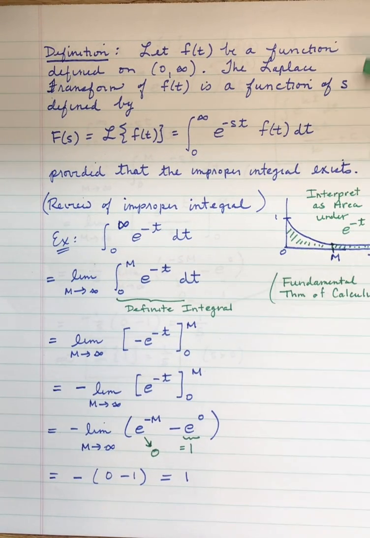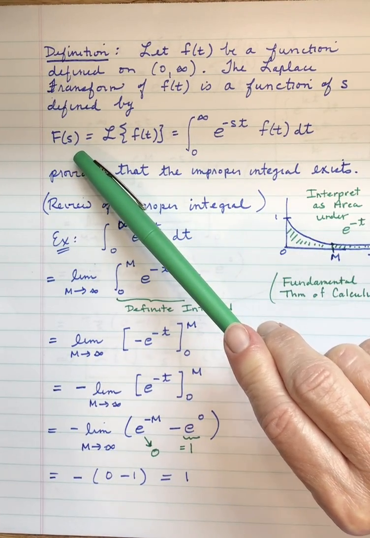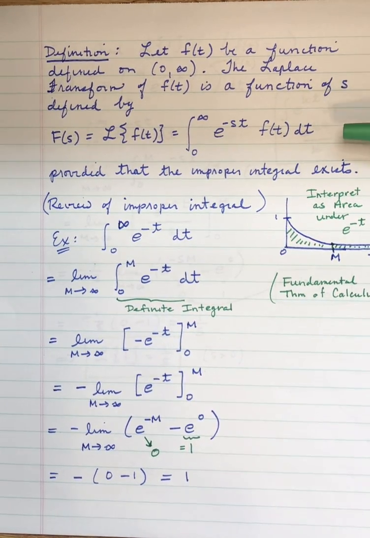So here's the definition of a Laplace transform. Let's suppose we have a function f of t that's defined on the interval from 0 to infinity. The Laplace transform of f of t is a function of s defined by this integral. So this F of s represents the Laplace transform of the function little f, and it's defined by this integral. It's an improper integral from 0 to infinity of e to the minus st times f of t, the given function, dt. That's provided that this improper integral exists.